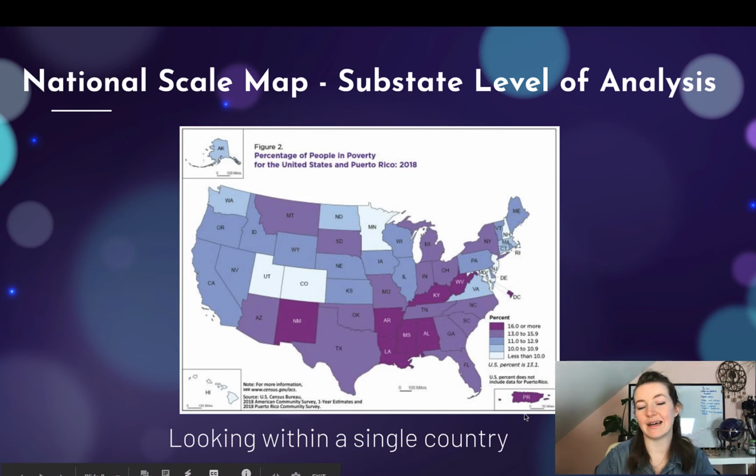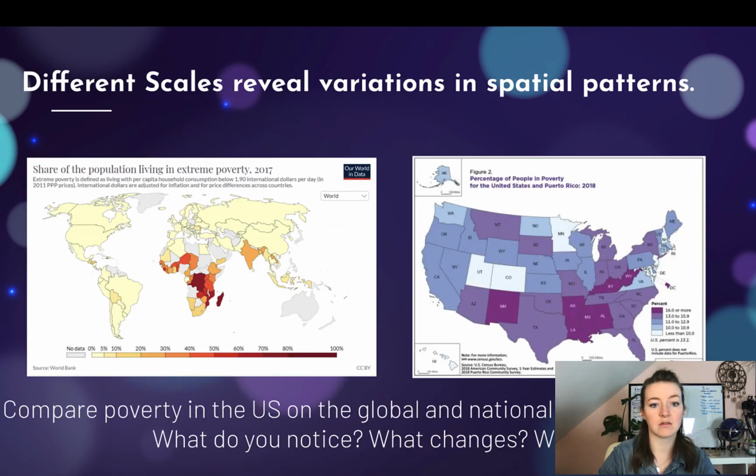Puerto Rico is not a state, but it is a U.S. territory. Puerto Ricans are Americans. Okay, so different scales will reveal variations in spatial patterns.